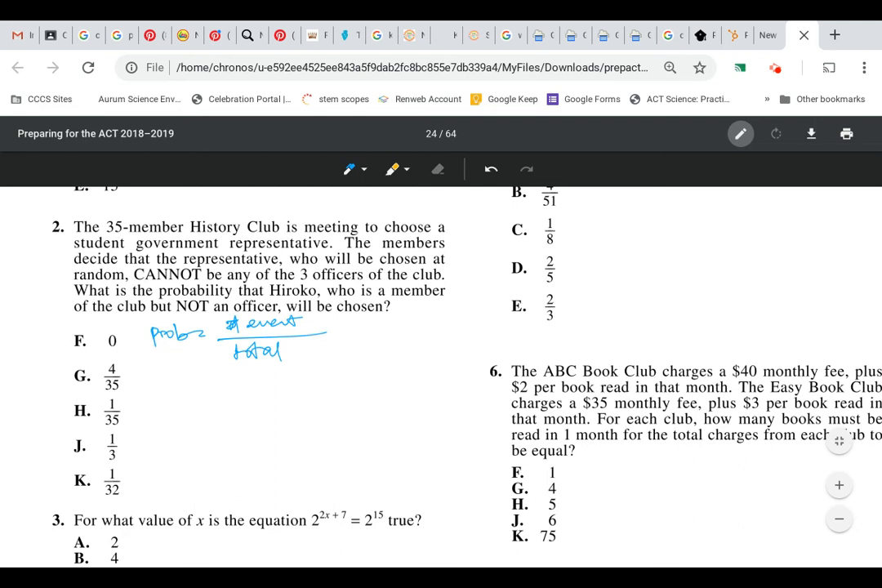So the number of events here is Hiroko, which is one person. But the total number here, even though the total number of club members is 35, the 3 officers cannot be chosen, right? So 35 minus 3 is 32. That's the total number of possible choices. So 1 over 32 is K.